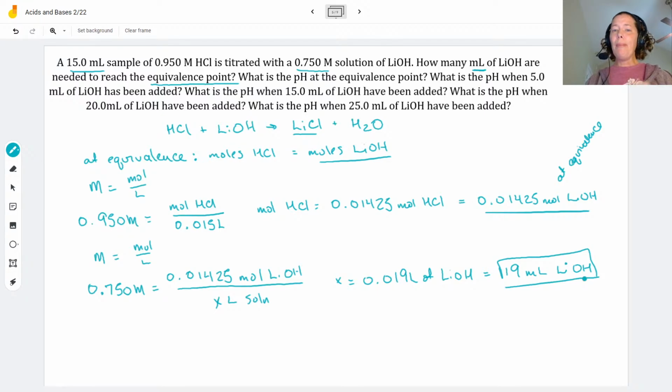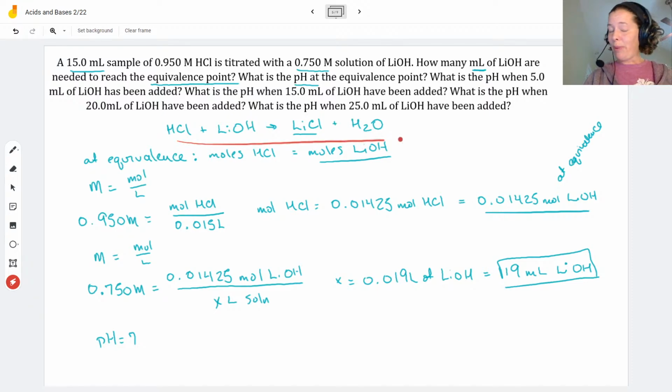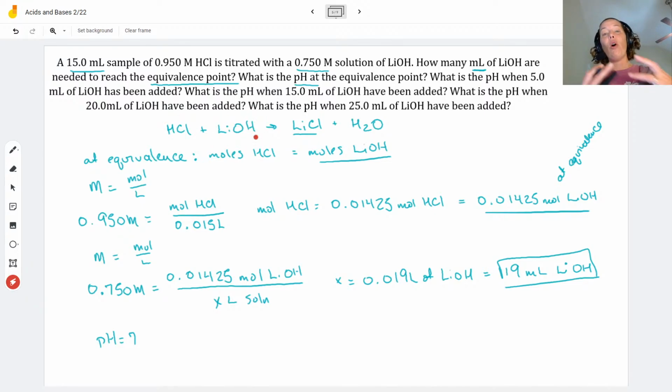Okay, now let's deal with what is the pH at the equivalence point. It's pretty easy when you have a strong acid and a strong base. You would probably already guess this. You'd say the pH is 7, and you would be right. The pH is 7. pH equals 7 at the equivalence point. But why does the pH equal 7 at the equivalence point? If we think about, again, going back to our balanced chemical equation, we don't have any more hydrochloric acid. We don't have any more lithium hydroxide. Those have all been used up.